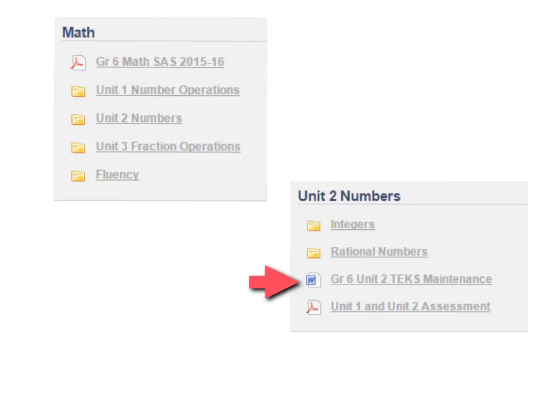After the first unit, we will also be including the TEKS maintenance for grades 3 through 6. That has concluded our Edline update. If you have any questions, please contact me or your cluster specialist.